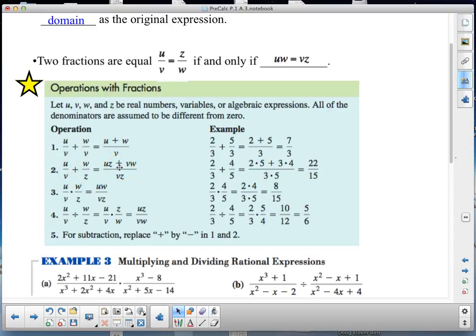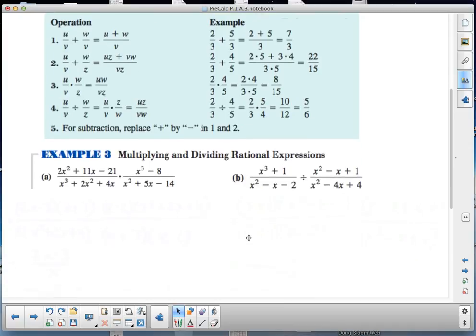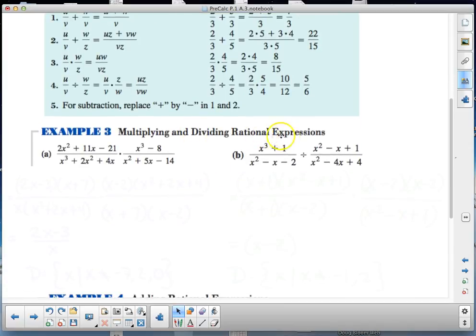Now, just to emphasize these, we have examples with numbers put in for each one: the addition when the denominators are the same, the addition when the denominators are different, multiplication, and then division, so you can check those out. Now, multiplying and dividing rational expressions.